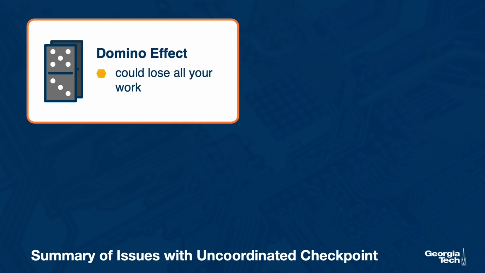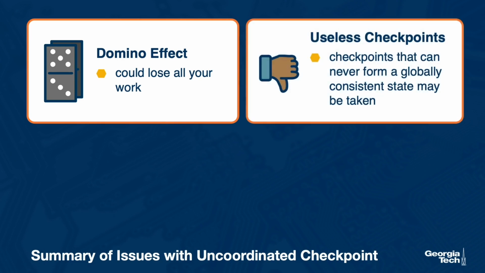Other than the domino effect, as a result of which the application could lose work, there are other issues with uncoordinated checkpointing. For instance, you could see in the previous illustration how checkpoint after checkpoint were discarded, were not used. It is quite possible, in fact, to have many useless checkpoints that will never become part of a globally consistent state, and that's also just extra work that was wasteful.